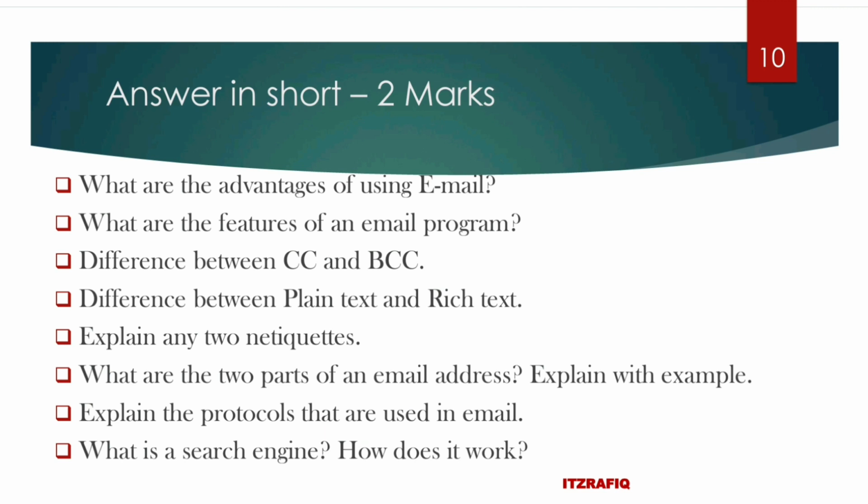Explain any two etiquettes. You can write: no flaming, turn off caps lock, always sign out after using the email. This you can write for etiquettes. What are the two parts of an email address? The two parts are username and host name. Explain with example. It's already there in the book. You can write that one.